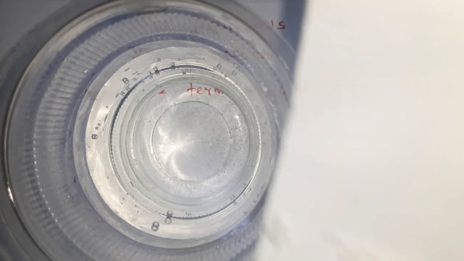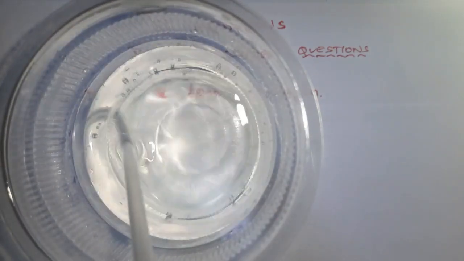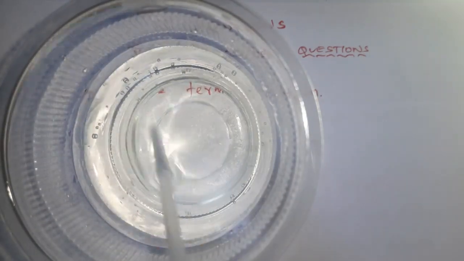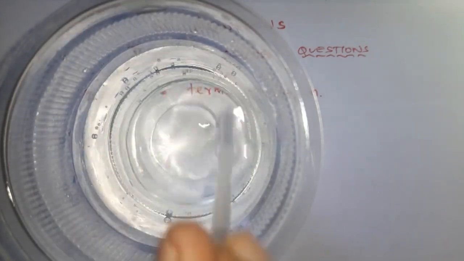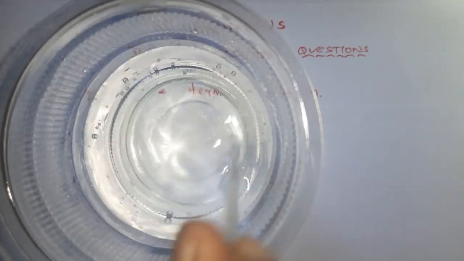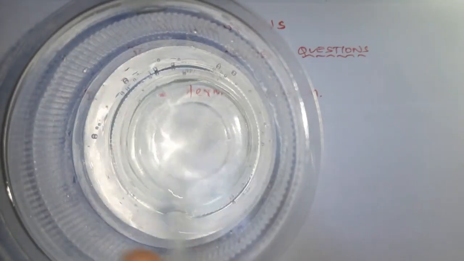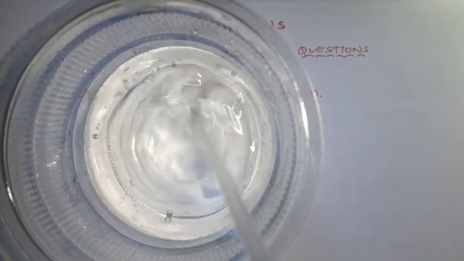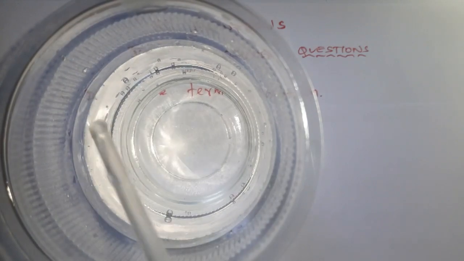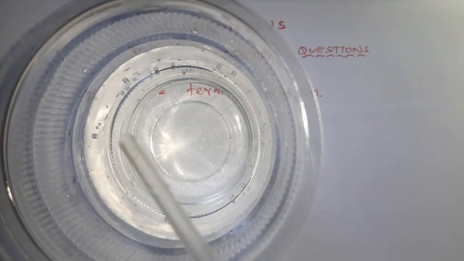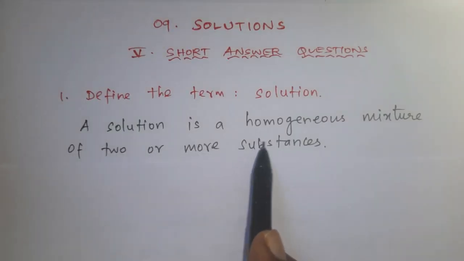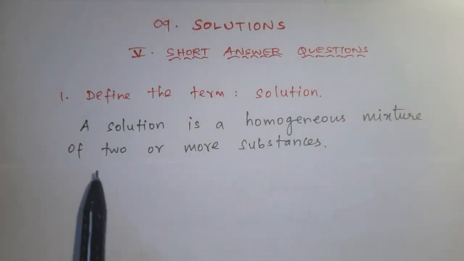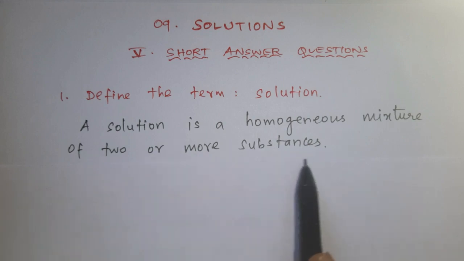Now I am going to add the sugar. Now we have added two substances in the water. These substances dissolved uniformly in the water, so that is a homogeneous mixture. If the substance, that is the solute, is dissolved uniformly, that mixture is a homogeneous mixture. A solution is a homogeneous mixture of two or more substances.